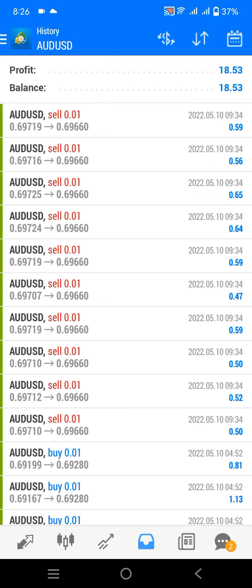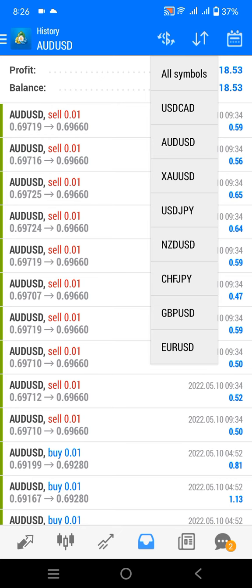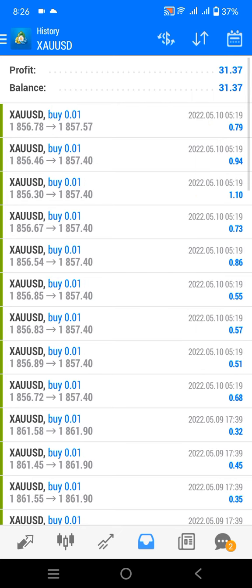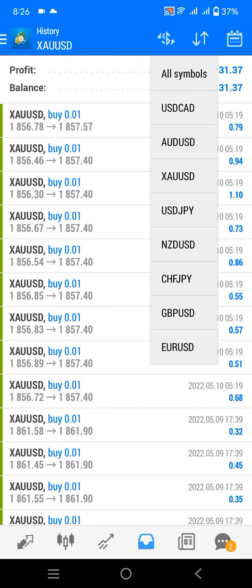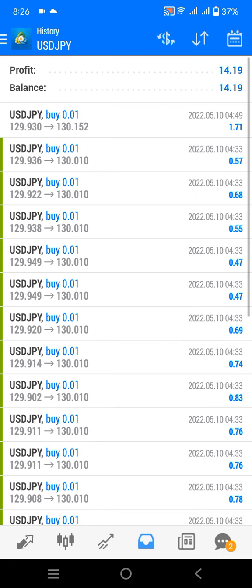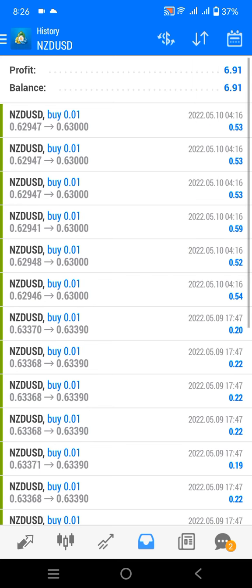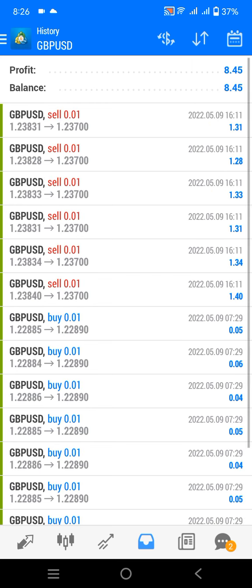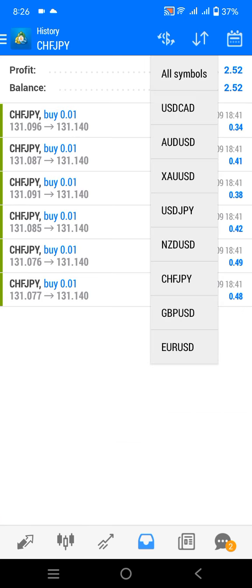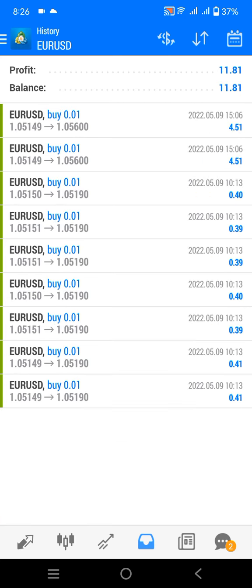We are using this strategy. And look here, $18 in profit. XAU USD, this is a gold pair. And look here, 31.37 is the profit with 0.01. USD JPY, look at $14 in profit. NZD USD, look at $6 in profit. GBP USD, look at 8.25. CHF JPY, $2 profit. And here is the EUR USD, look at 11.81 in profit.